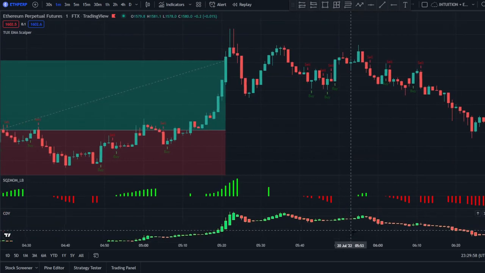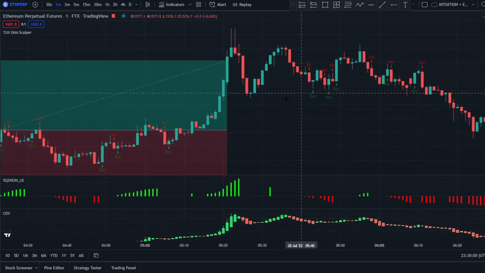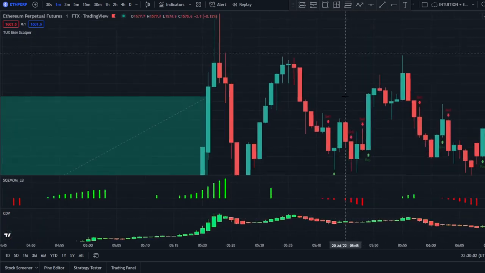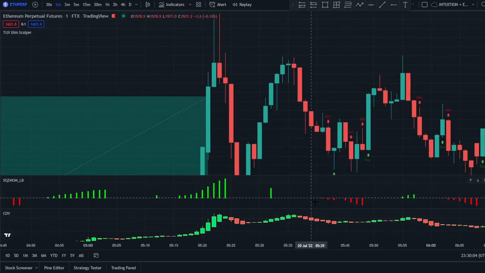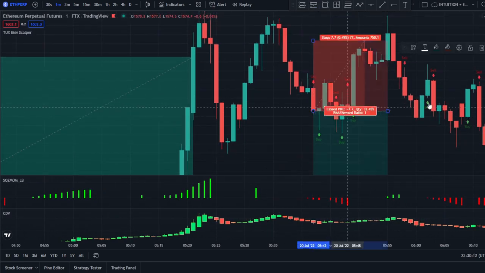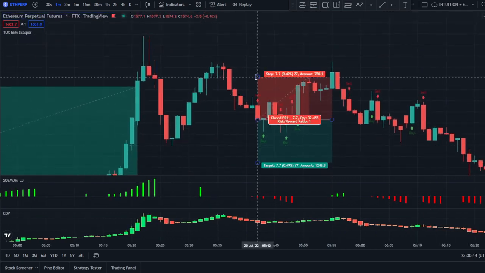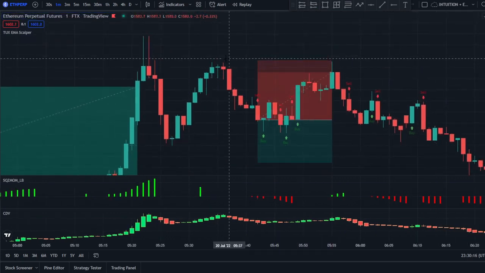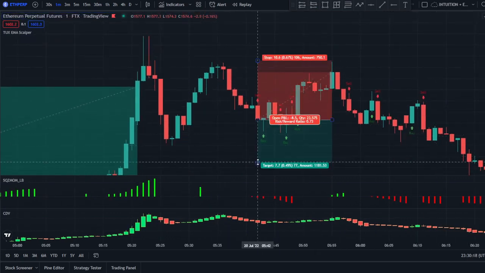So let me show you guys one last signal. Here we have a sell signal. We look at the squeeze momentum, that is red in color, together with red on the CDV indicator. So we can enter a position there. Stop loss will be right above the swing high, which is right there, and we'll take 1.5.